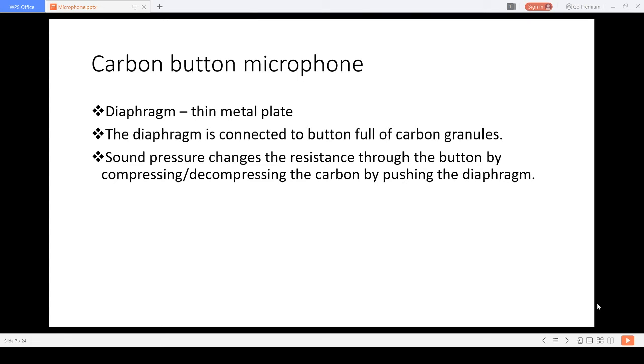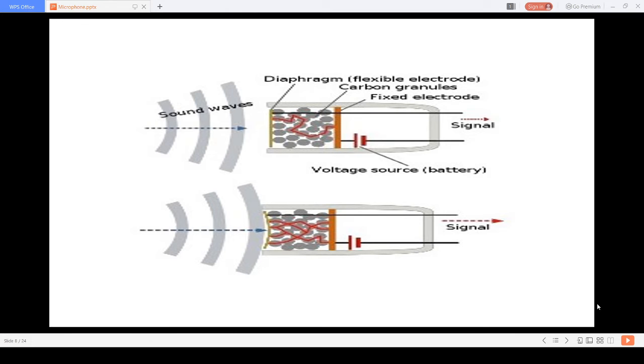Working of the carbon button microphone: when carbon granules enclosed in a case are subjected to variation of pressure, the resistance of the granules changes. When such a device is connected in series with a load through a DC supply, the current through the load will vary in accordance with the pressure on the granules. Here is the circuit diagram of the carbon microphone.